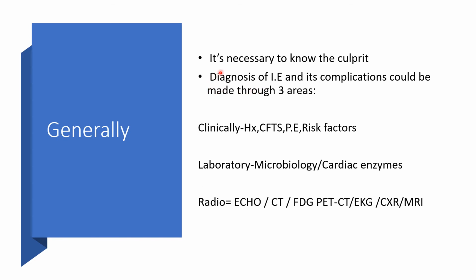Generally, it is important, actually compulsory, to know the culprit, and the diagnosis can take us through three different areas. Clinically, we can take history, clinical features, signs and symptoms, and physical examination, particularly peripheral stigmata of infective endocarditis through the hand. You can see the heart through the hand, right? And of course, the risk factors. We should know all these.